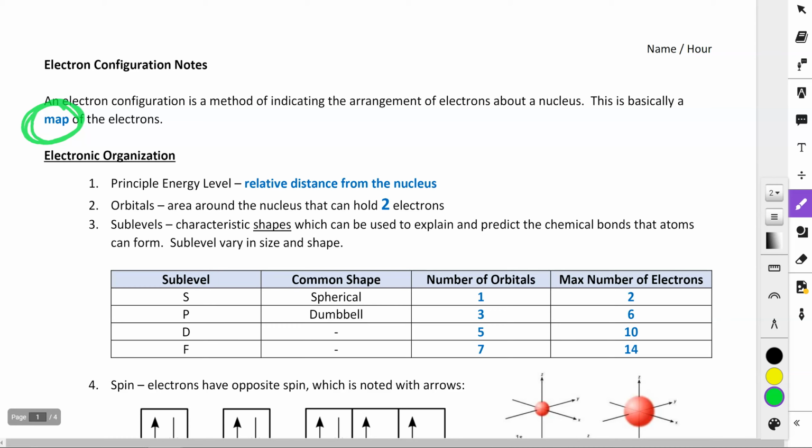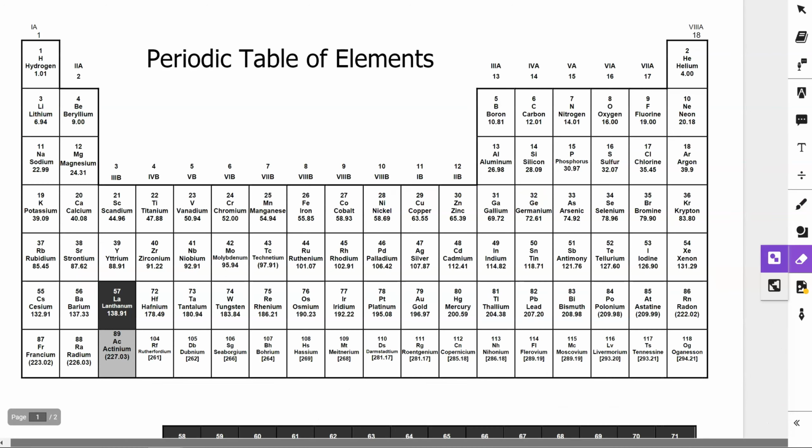Now, for these notes here, the principal energy level, just go ahead and write down real quick that this is a row, and this is going to be a value from 1 to 7. Orbitals, I'll talk about these in a bit. They're just places that can hold 2 electrons. And then sublevels are going to be these letters down here, S, P, D, and F, and they really just break the periodic table up into sections. So let's look at those sections real quick.